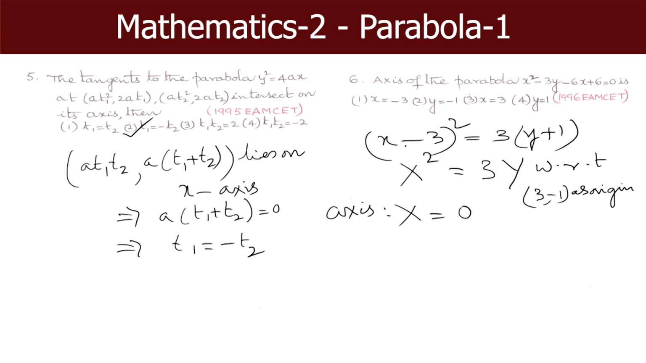Capital X is same as x minus 3. That is x minus 3 equal to 0, or x equal to 3. So that is the axis of the parabola.